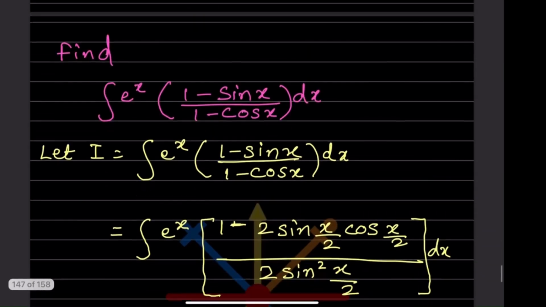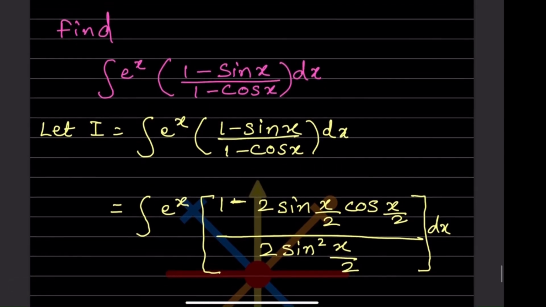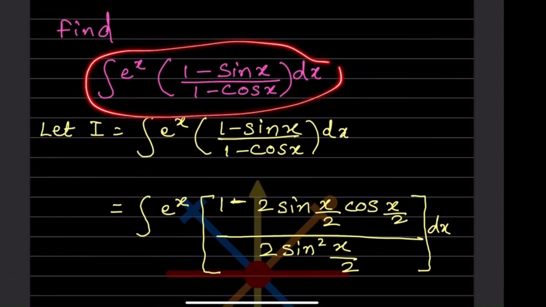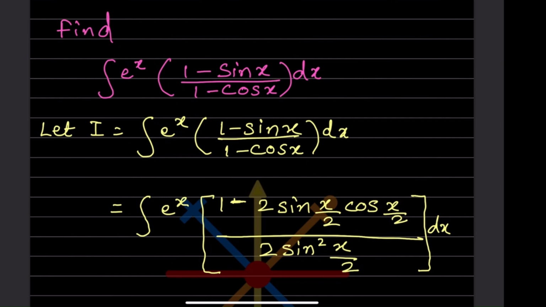So the answer is minus 2. Now the next one, we have to find the integration of e raised to x, (1 minus sin x) divided by (1 minus cos x) dx.